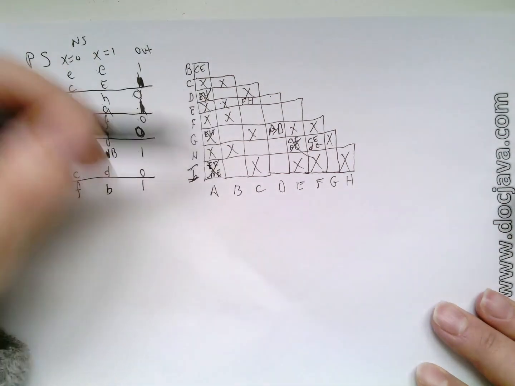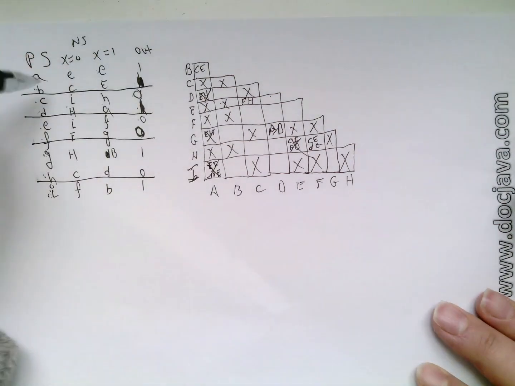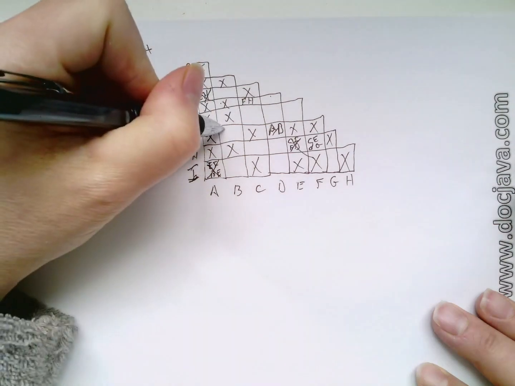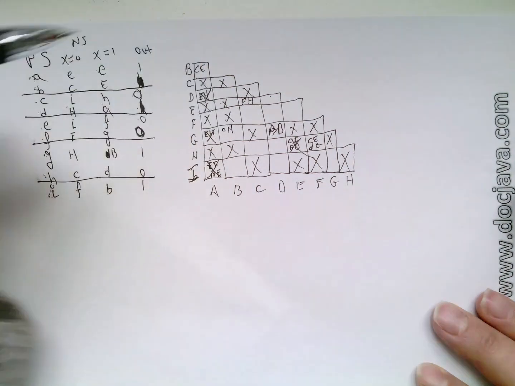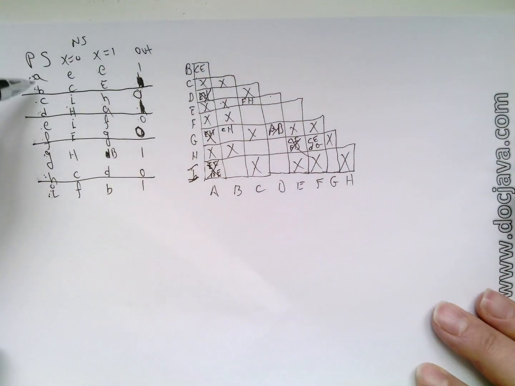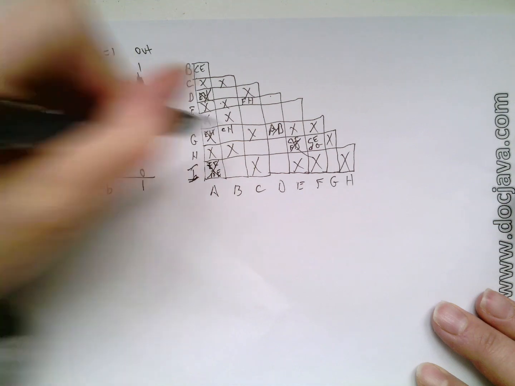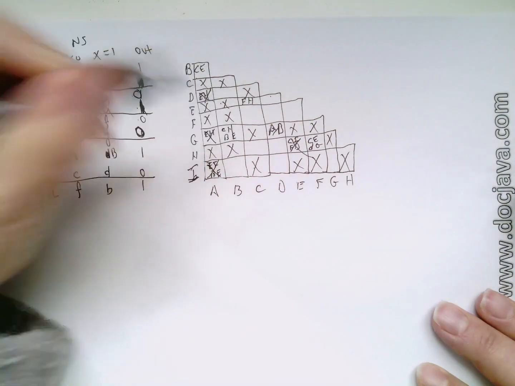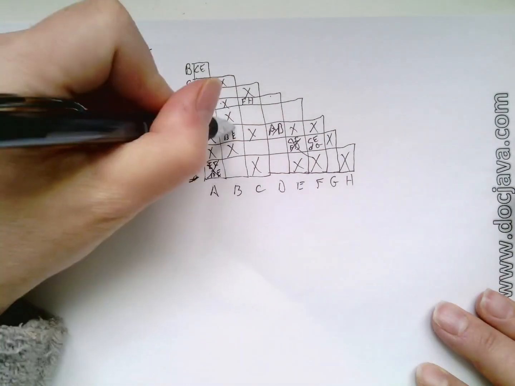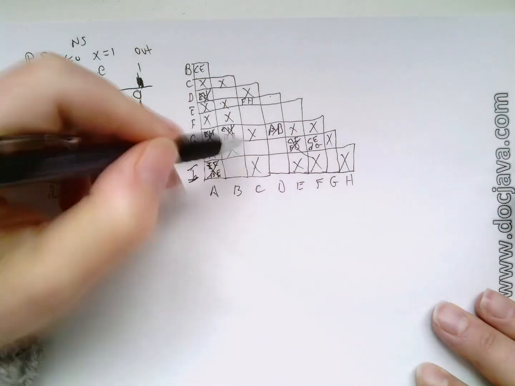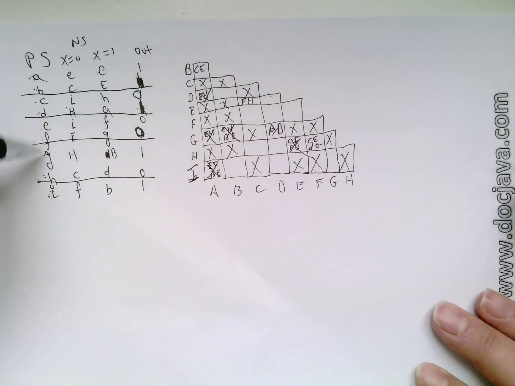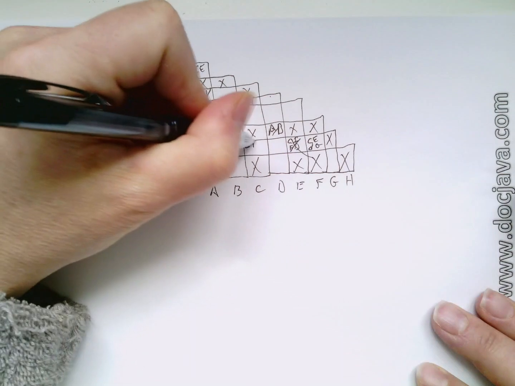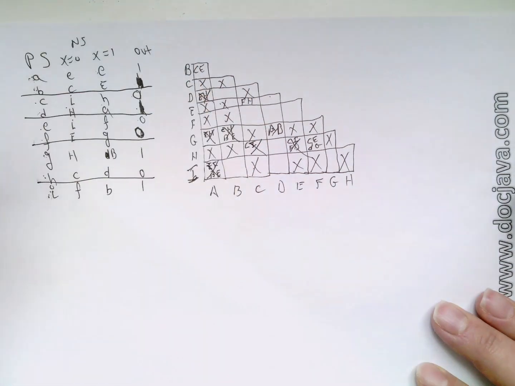So let's look up another one. How about this one? BG. B and G, well, B and G is CH. And it's also, let's see now, BE. Well, BE's got an X in it. Let's look at that CH. C and H is C and I. But C and I's got an X in it, so that gets an X.